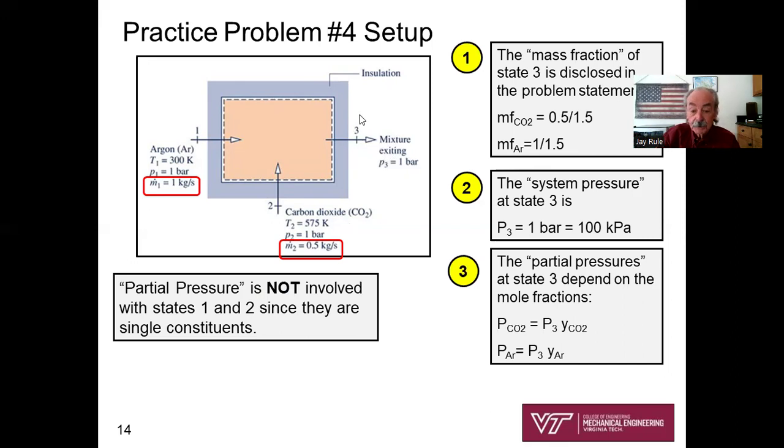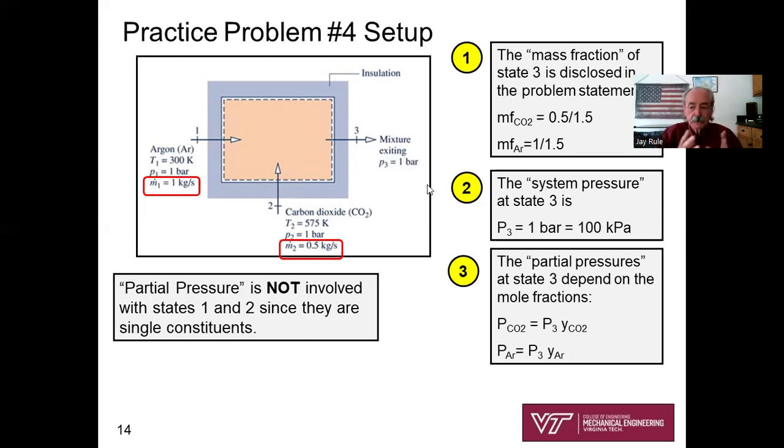How much CO2 is flowing out in state 3? Well, 0.5 kilograms per second are flowing out. So the mass fraction of CO2 is 0.5 over 1.5. Do the same thing for argon. What's flowing in is 1 kilogram per second. That must exactly equal what's going out. So the mass fraction of argon is 1 over 1.5.